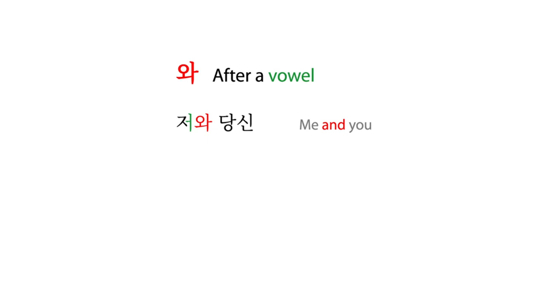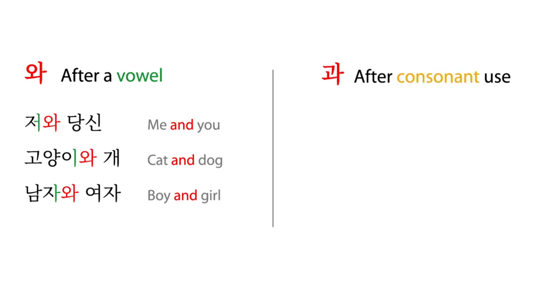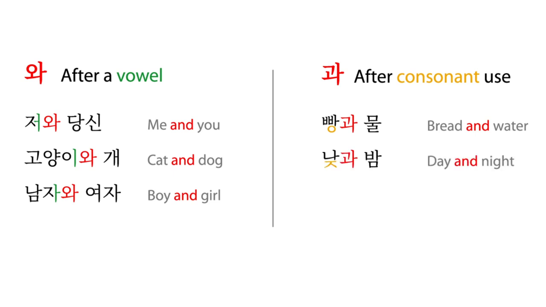And. To connect two nouns with and, we can use either 와, 과, or 하고. If the first noun ends with a vowel, we use 와, for example, 저와 당신, 고양이와 개, 남자와 여자. If the first noun ends with a consonant, we use 과, for example, 빵과 물, 낮과 밤, 삶과 죽음.